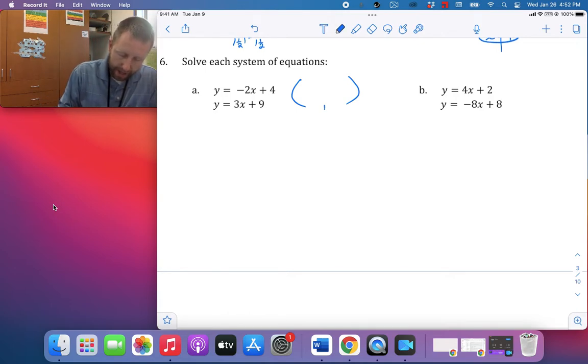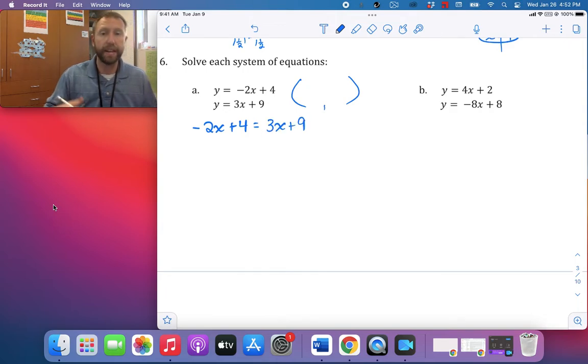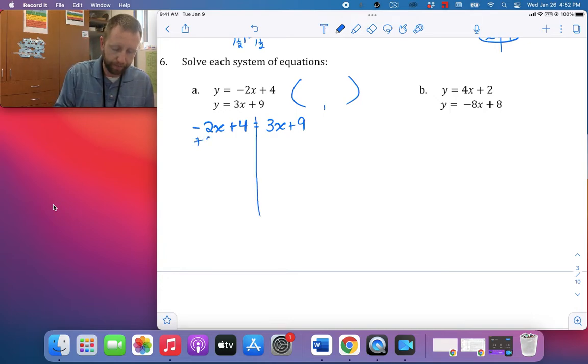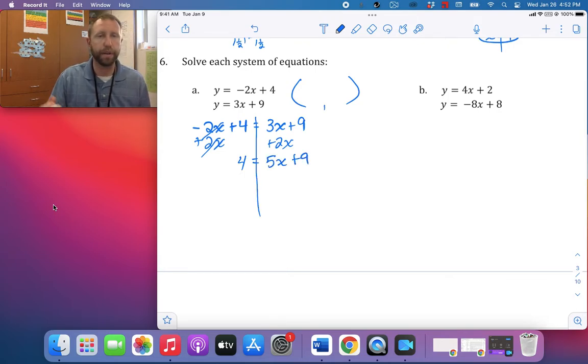So for A, that means I'm doing -2x plus 4 is equal to 3x plus 9. Now on the right-hand side, I've got the bigger x term, so I'm going to get rid of the smaller one. In this case, I'm going to add 2x to both sides. And that leaves me with 4 equals 3 plus 2 is 5, so I've got 5x plus 9. Bring down that plus 9, right?